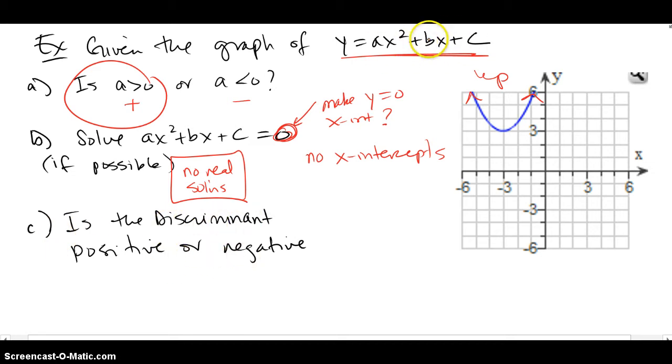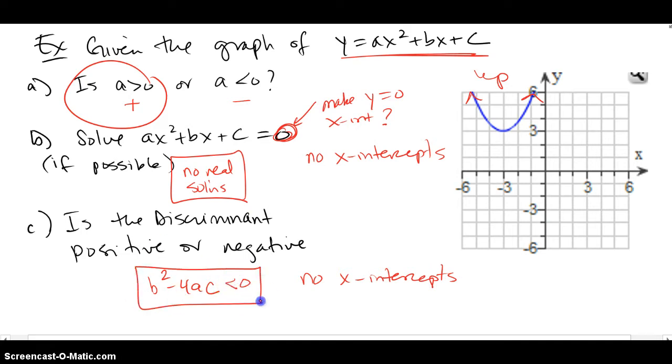Well, if I'm looking at the discriminant, which is b squared minus 4ac, and I'm getting no solutions, because that's what the graph tells me and that's what part B tells me, if I have no x-intercepts, that must mean that b squared minus 4ac is negative, since I have no real solutions coming out of the equation in part B. So even though I don't know what A, B, and C are, I can tell all of this information visually.